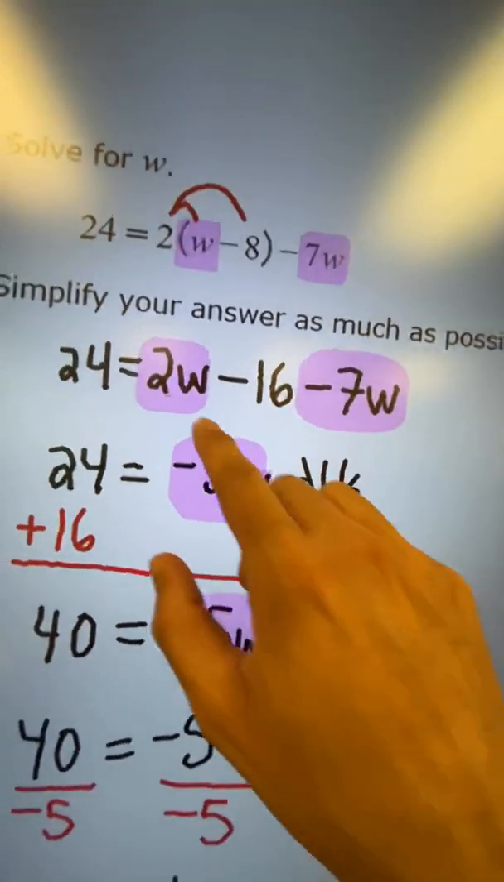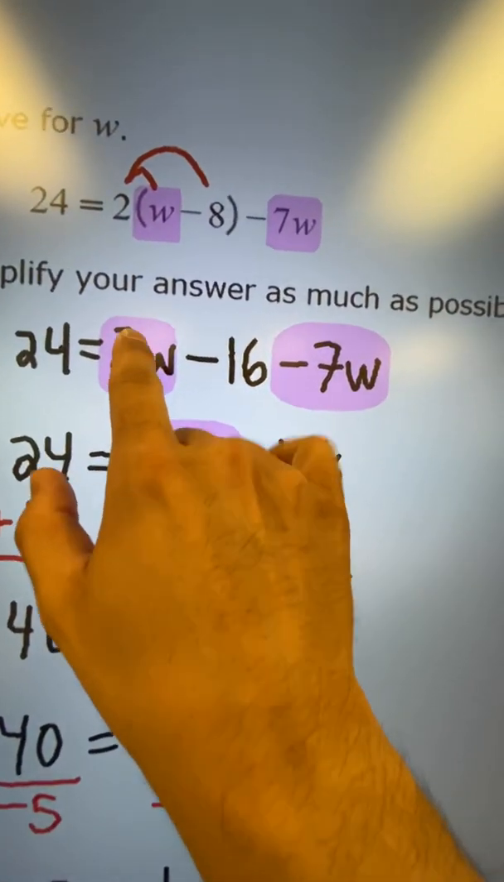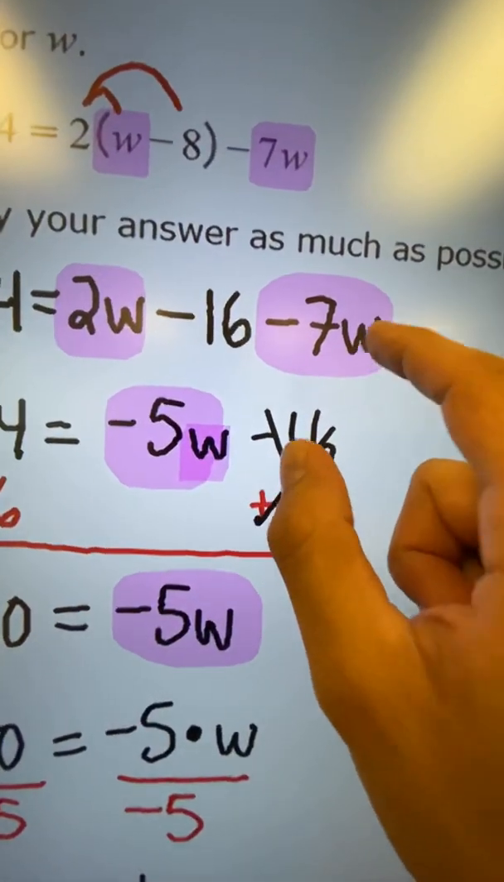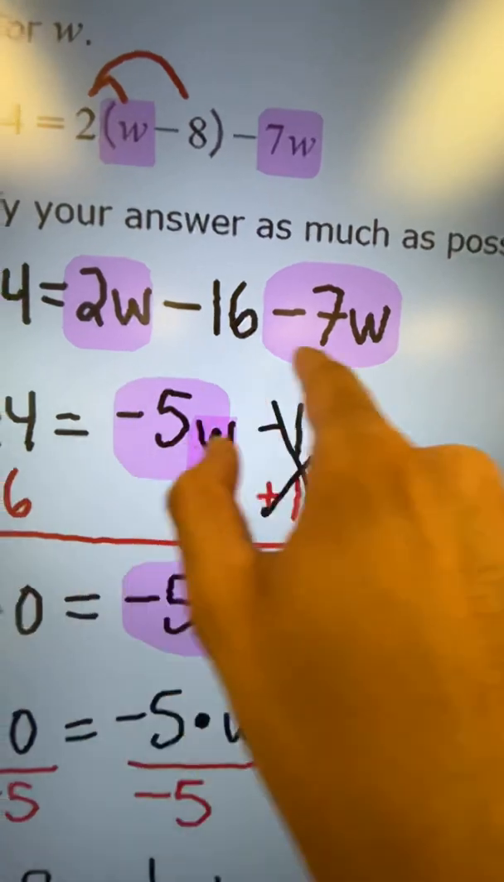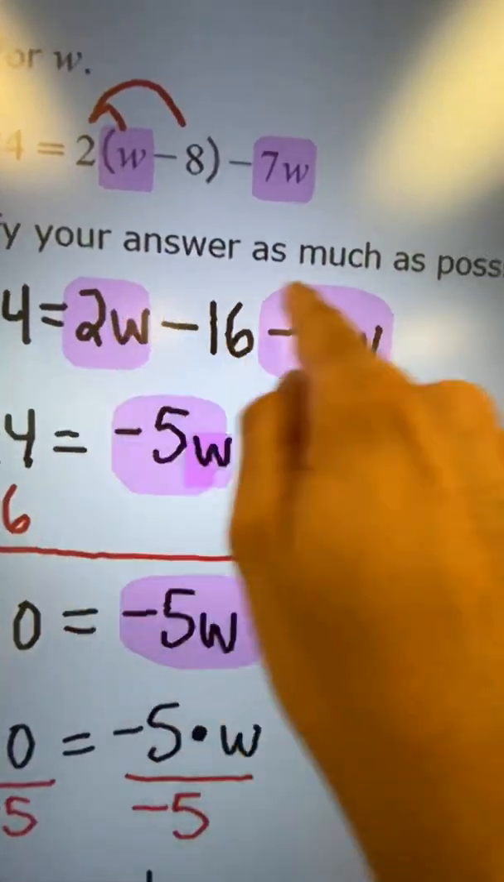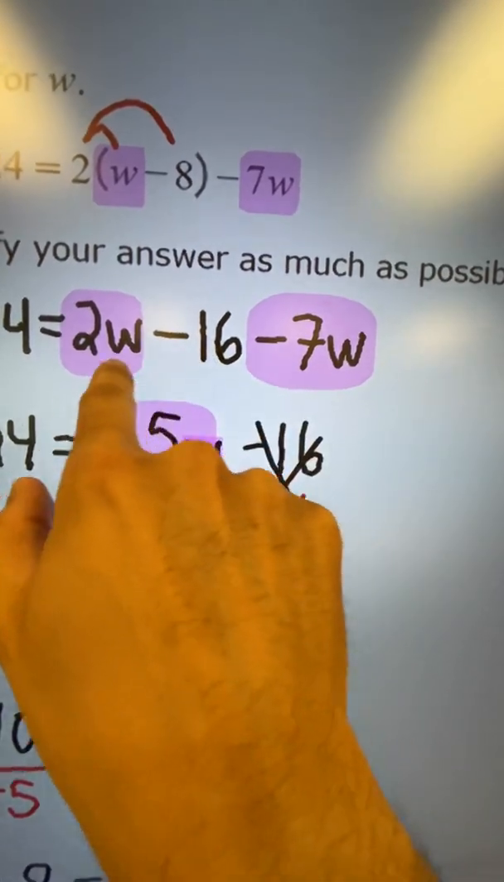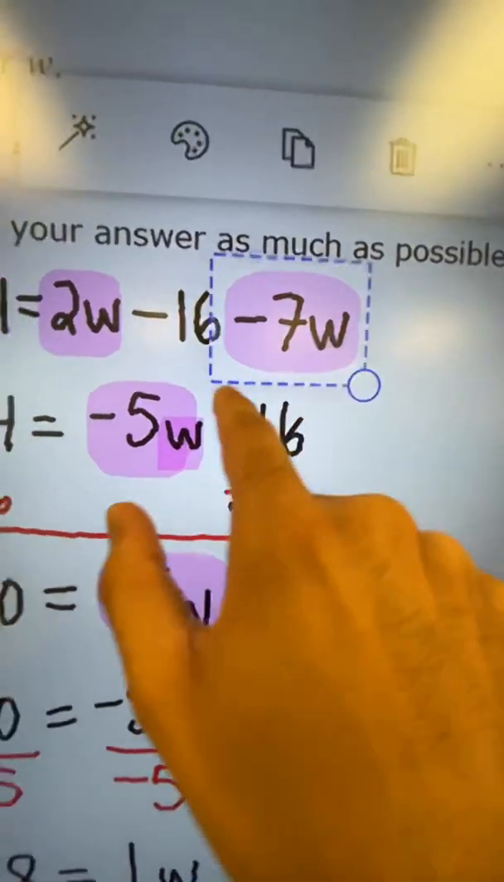So just to recap, though, in the first example, don't forget that if your terms might be separate like this, it doesn't mean that you're going to use a property of equality. You're not going to add 7 to the same side. You just do whatever operation is there. So almost like you basically ignore this minus 16, and you just do 2w minus 7w, which is negative 5.